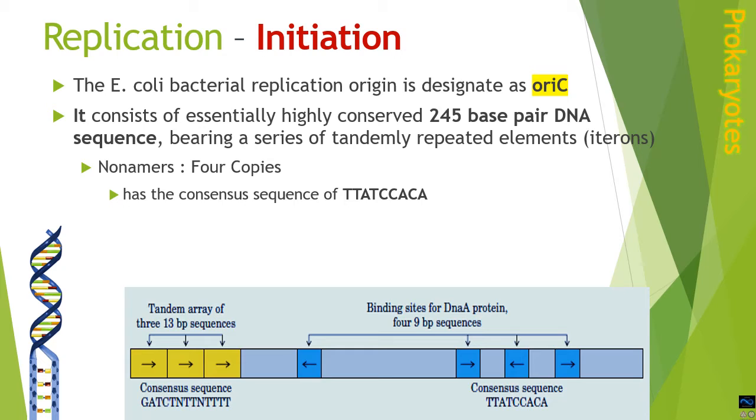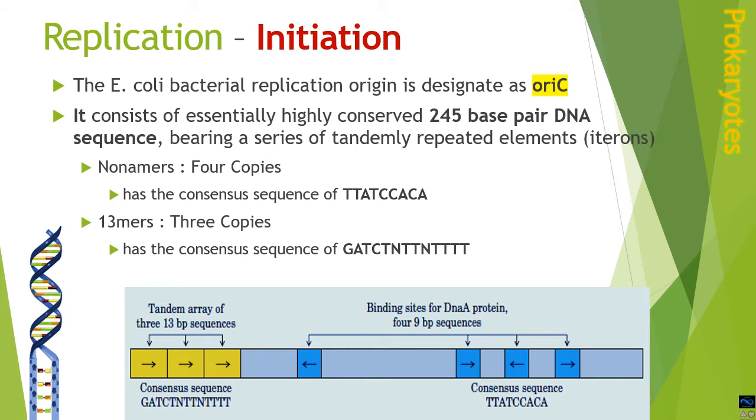The blue ones are the 9-mers or nonamers. They are present as 4 copies, and they have a sequence of TTATCCACA. Then the yellow ones are the 13-mers, conserved sequence iterons, which are present in this 245 base pair oriC region as 3 copies. The sequence of this 13-mer is GATCTNTTNTTTT. These are highly conserved in the prokaryotic regions, and they are the ones which are melted first during the replication process, so as to start the pre-assembly of the whole replisome factory to begin the replication process.